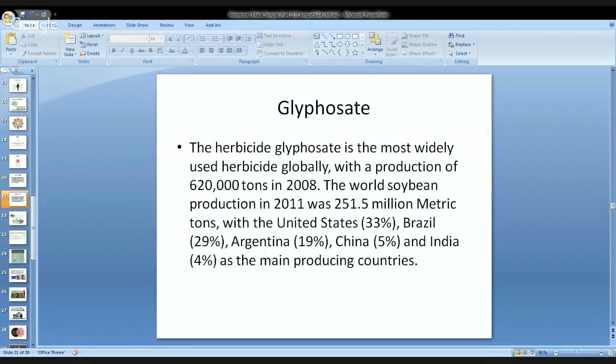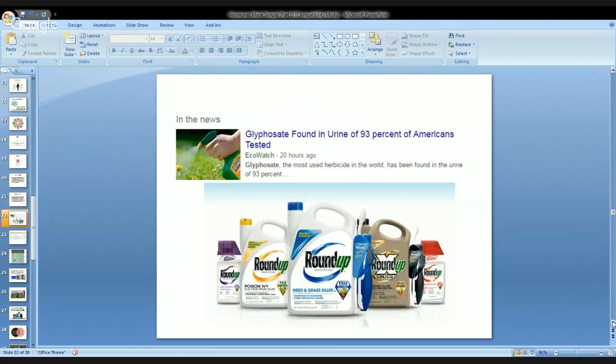Don't worry, it gets a little bit worse. It's the most widely used herbicide, over 600,000 tons in 2008. It's in the United States, 33%, Brazil, Argentina, China, India. Glyphosate is found in the urine of 93% of Americans tested. Wow, where are they getting this from?